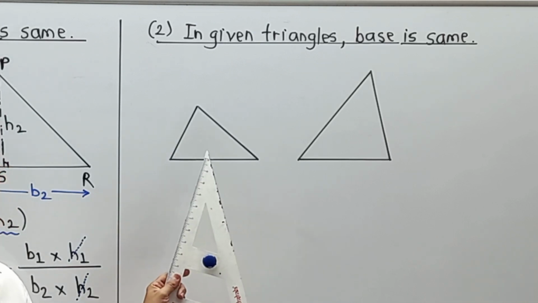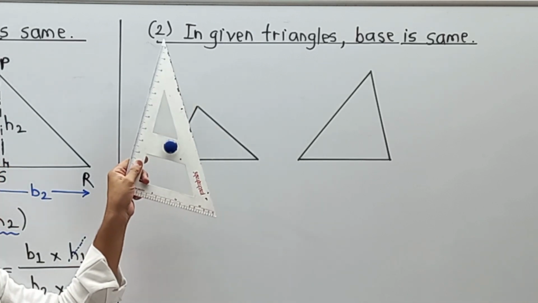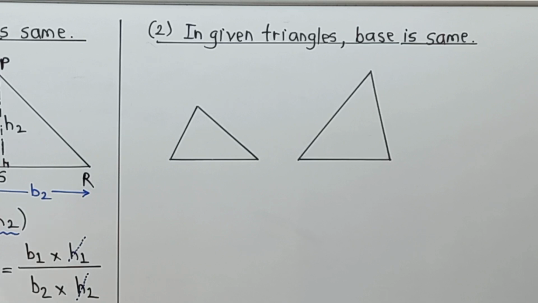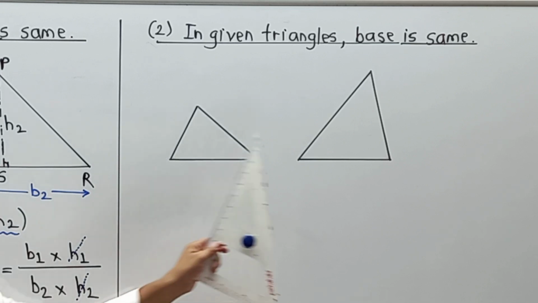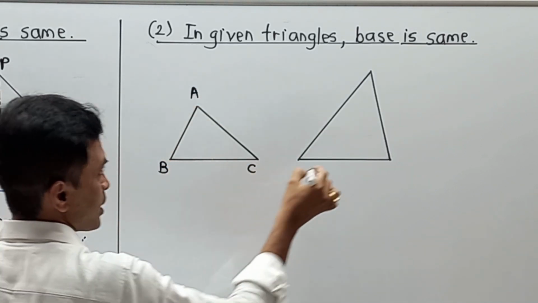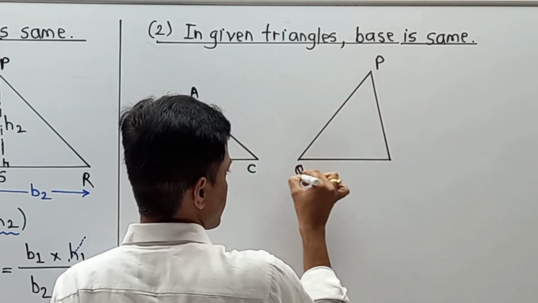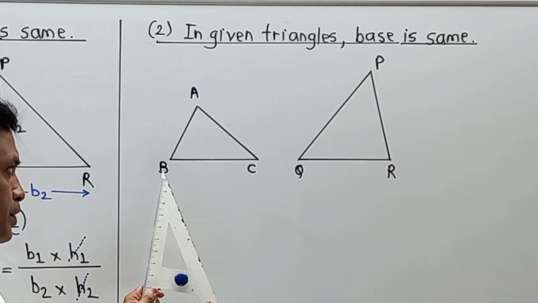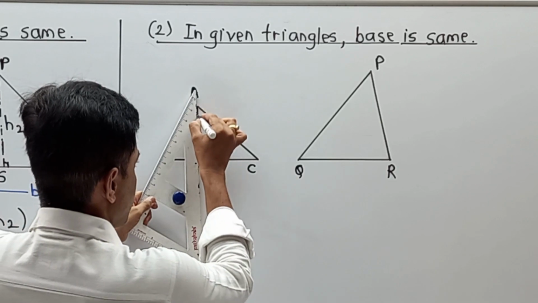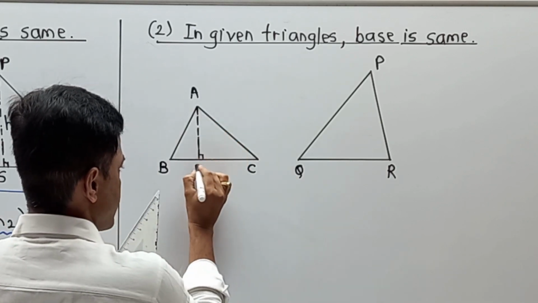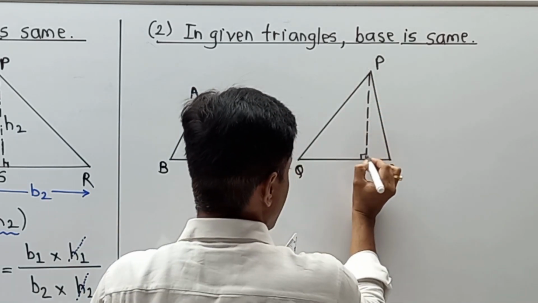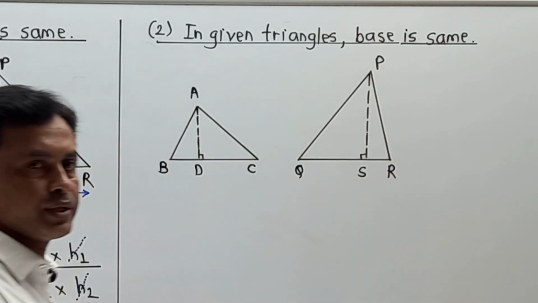And now we have to find the conclusion of the second condition, and the condition is in given triangles base is same, means base in terms of length is same. Once again I am going to keep the same nomenclature for the second explanation: let us say your first triangle is triangle ABC, second triangle is triangle PQR. Again first triangle has a base BC, second triangle has a base QR, and for the first triangle I am going to draw height as AD, and for the second triangle here I am going to call PS the height.